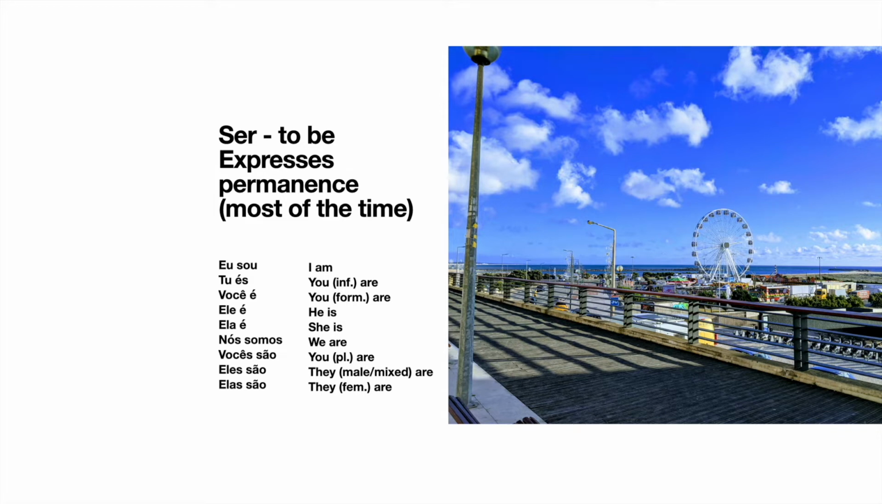Tu és. Then we have the formal you, which in English is not something that we distinguish between. There's just you. But in Portuguese, know that there's a formal you, você, and an informal you, tu. You might want to check out my other video on tu versus você, where I go a little deeper into that, but ultimately just know there are two distinctions. So você would be você é. And as you'll notice, the conjugation of the third person singular, ele, he, and ela, she, has the same format. So você é is the formal you.